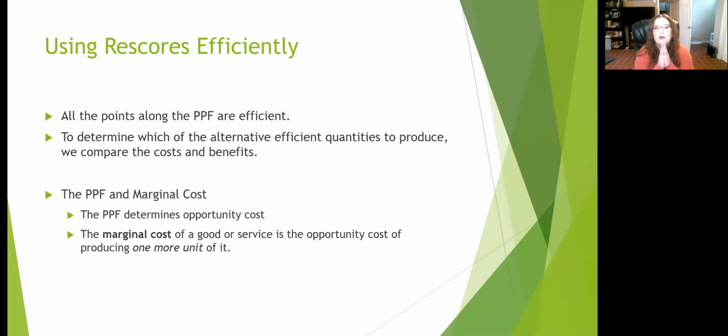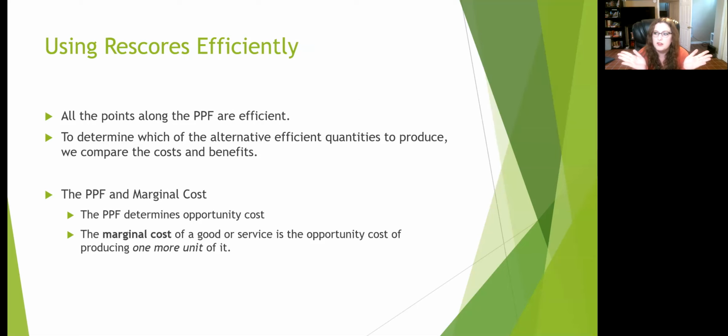So how do I use my resources efficiently? Well, to be efficient, we want to be on that production possibility frontier line. We want to be to the point where we cannot produce anything else without giving up something.